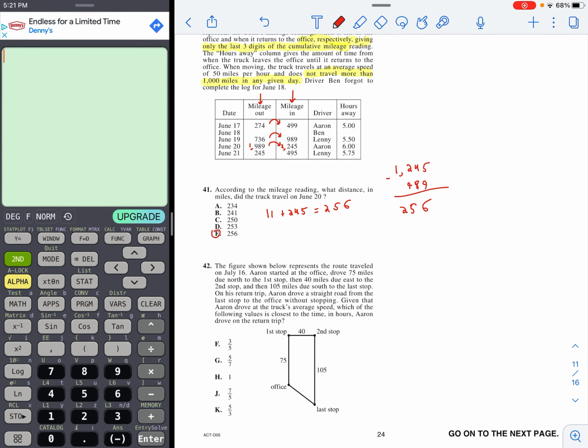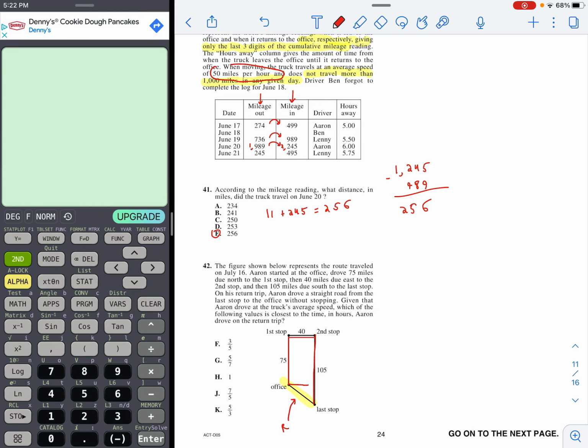Question 42, the figure below represents the route traveled on July 16th. Aaron started at the office, drove 75 miles due north to the first stop, then 40 miles due east to the second stop, and then finally 105 miles due south to the last stop. On his return trip, he drove a straight road from the last stop to the office. Given that he drove at the truck's average speed, which they tell us in the problem is 50 miles per hour. Which of the following is the closest to the time in hours that Aaron drove on the return trip? So they mean just on this leg here.